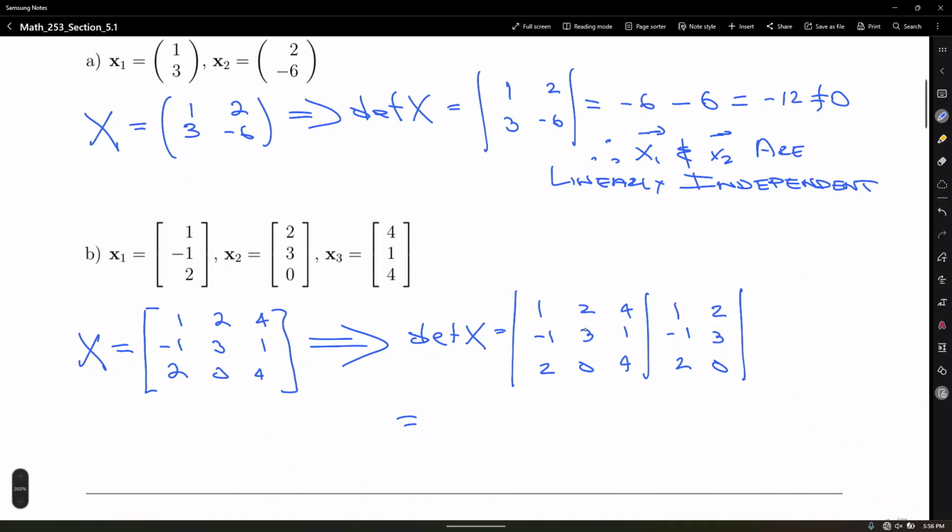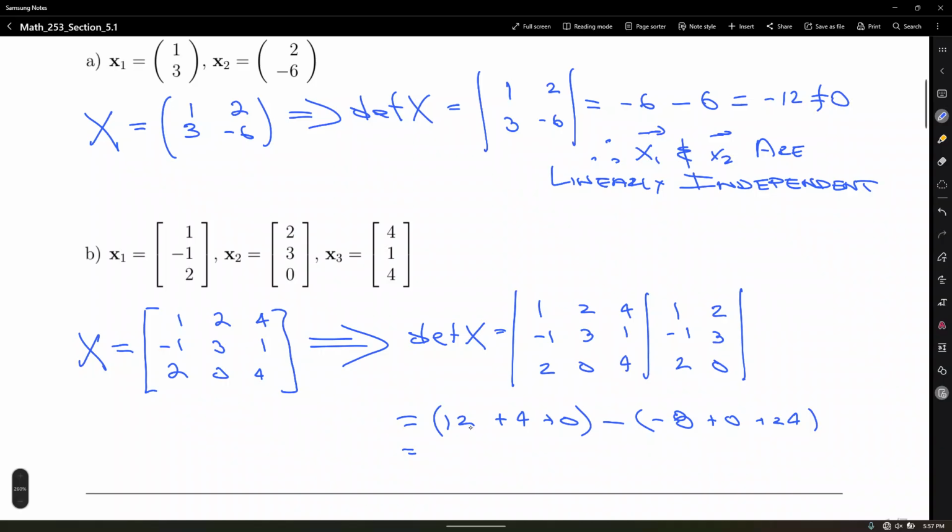So, what is 1 times 3 times 4? Is that 12? What is 2 times 1 times 2? Is that equal to 4? Plus 4 times negative 1 times 0, that's a 0, plus 0. Minus the backwards diagonals, or secondary diagonals. 4 times negative 1 times 2, is that negative 8? 1 times 1 times 0, that's a 0. 4 times 3 times 2, is that equal to 12 times 2, which is 24?